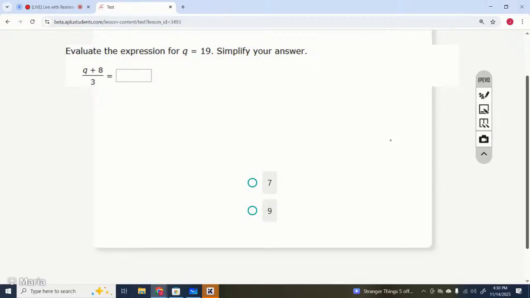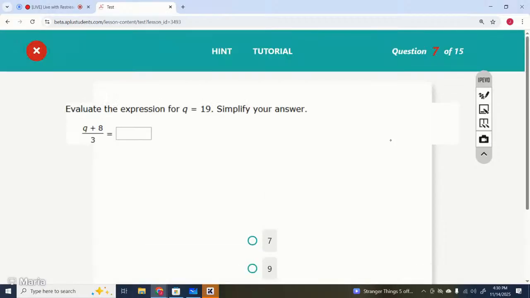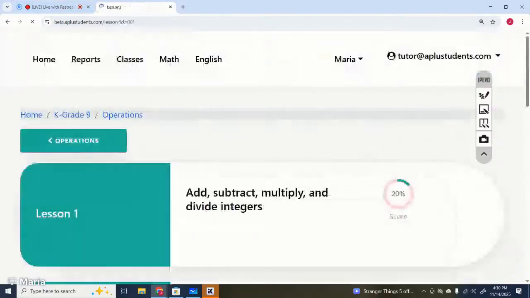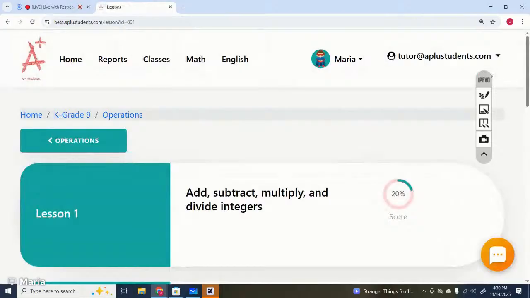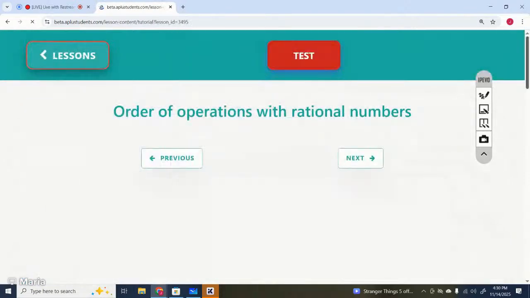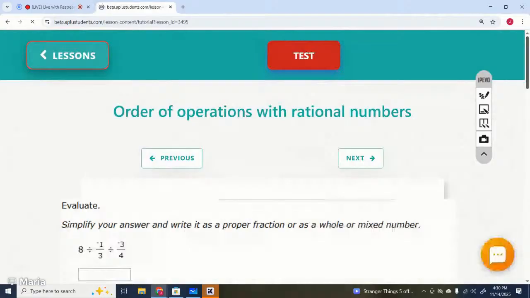Okay, you can complete the lesson by yourself later today. Let me just move on to the next lesson. The next lesson is order of operations with rational numbers. Let's just start with the test questions.